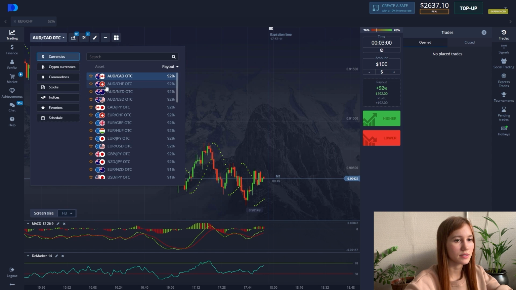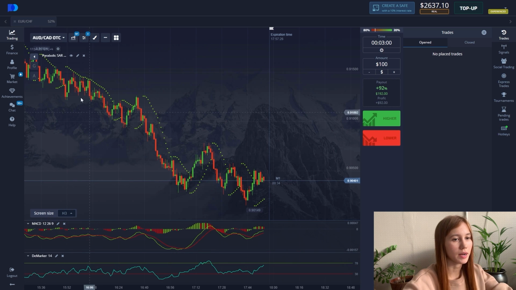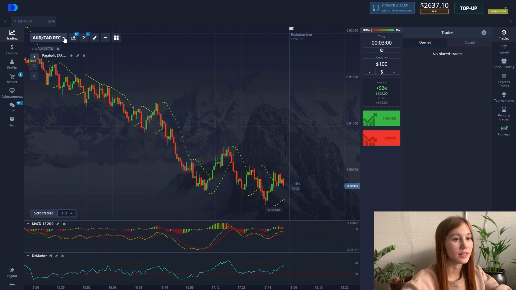The indicators I will use are parabolic, MACD, and demarker. We have a parabolic trend indicator, and MACD and demarker oscillators. We will open for 3 minutes for $100, and let's see what results we get today.